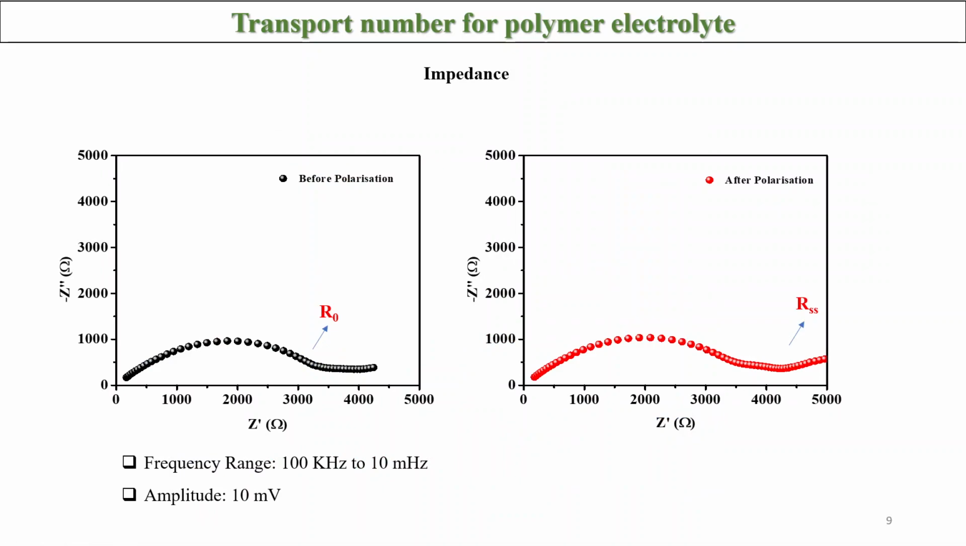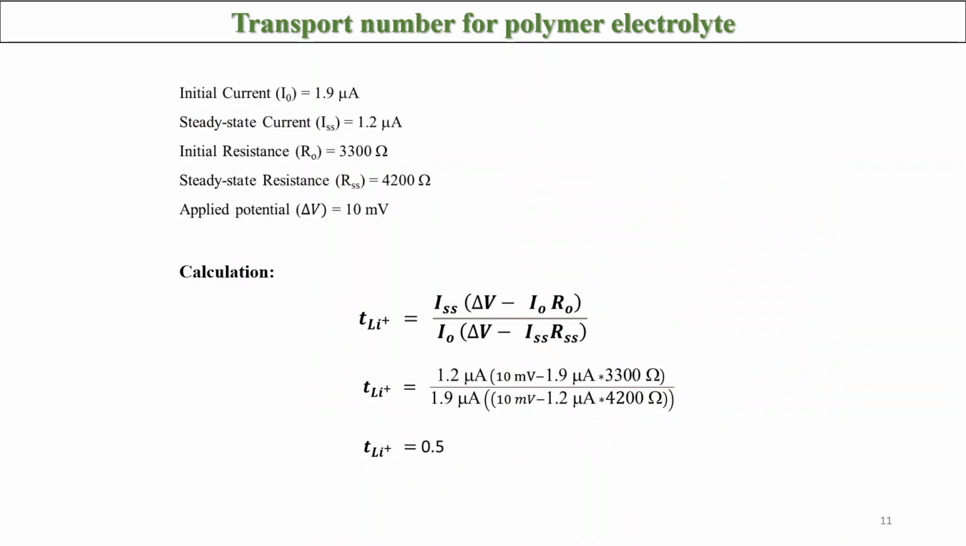But there is one more problem. As you can see, lithium and the electrolyte also contain some active species, so they can consume some of the lithium. The consumption of lithium will lead to a change in resistance. That needs to be incorporated in the calculation of transport number, because some of the lithium is gone somewhere because of reaction. For that, we use the technique called electrochemical impedance spectroscopy, which will give the bulk resistance. For now, just for understanding, I'm saying this. Then we have the initial current and steady state current.